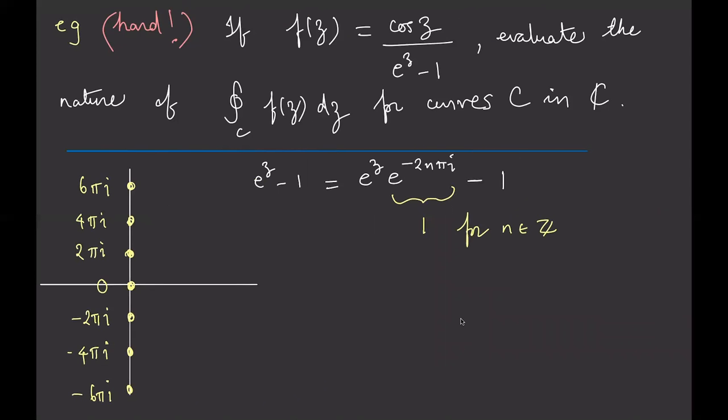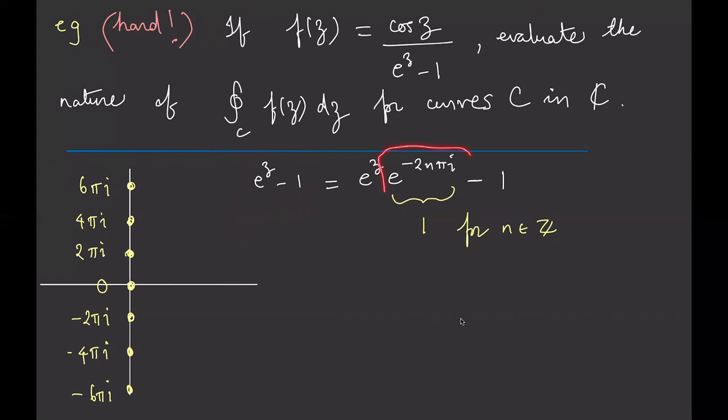Then, what I want to do is figure out what is the residue at each one of these poles, right? So I'm going to pick a general pole. The general pole is at 2n pi i, and I want to figure out what the residue is. In order to do that, I'm going to take this e to the z minus 1, and I'm going to do a little bit of a trick.